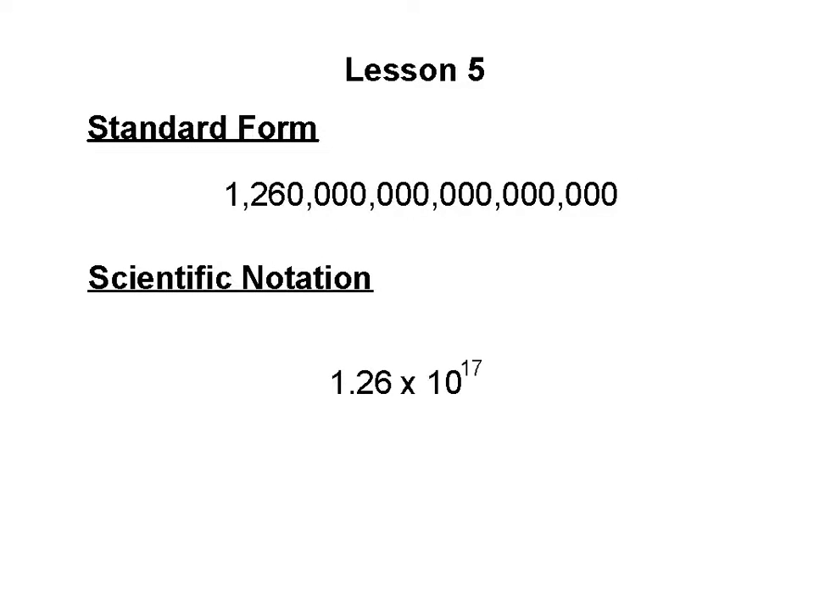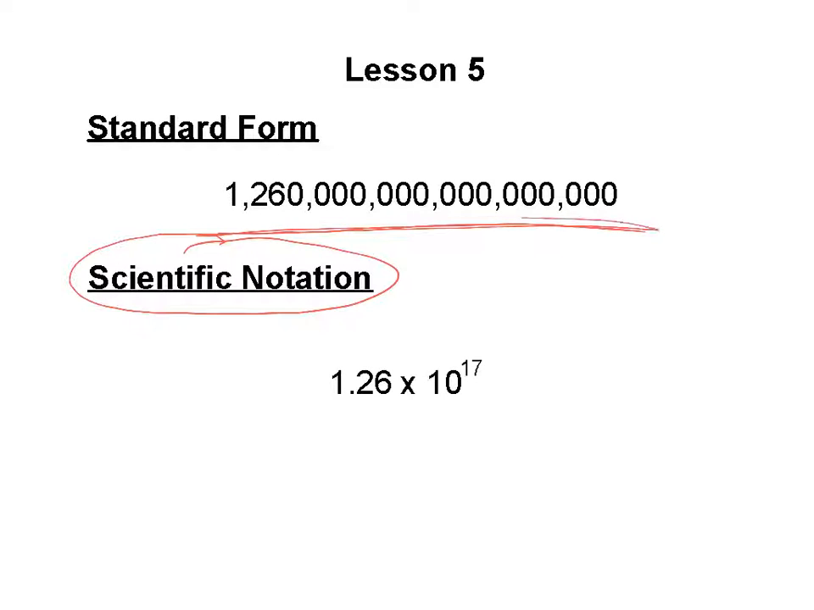We're going to talk about something called scientific notation today. Scientific notation is a special way to write really big numbers like these in a way that is easier to look at and understand quickly. So we're going to take really big numbers like that and write them instead like this.